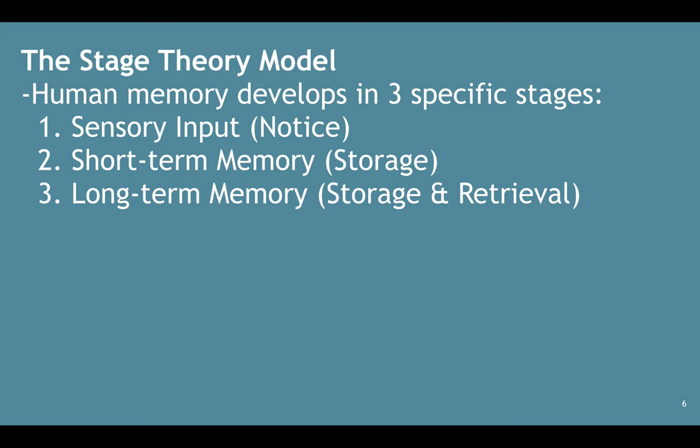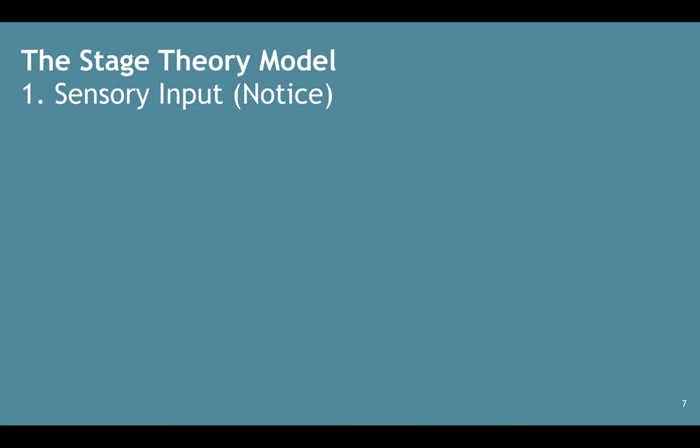Specifically today, I'll be talking about the stage theory model. In this model, human memory is asserted to be developed in three specific stages, numbered 1, 2, 3 for your convenience. Sensory input, which helps someone notice something; short-term memory, which helps someone store something for the short term; and third, the long-term memory, which allows someone to store and later retrieve it. Why don't we begin with number one, sensory input: notice.